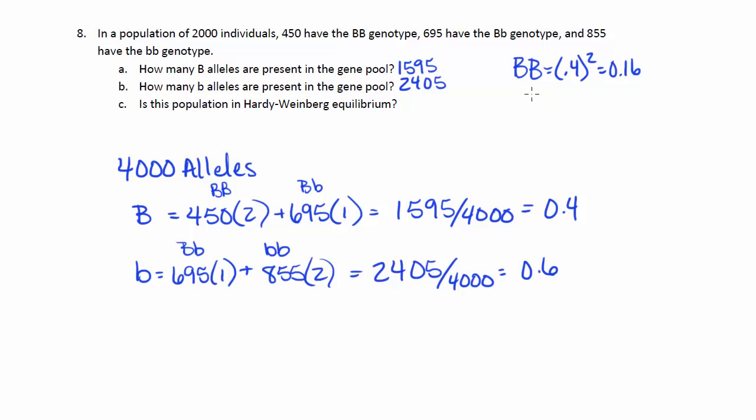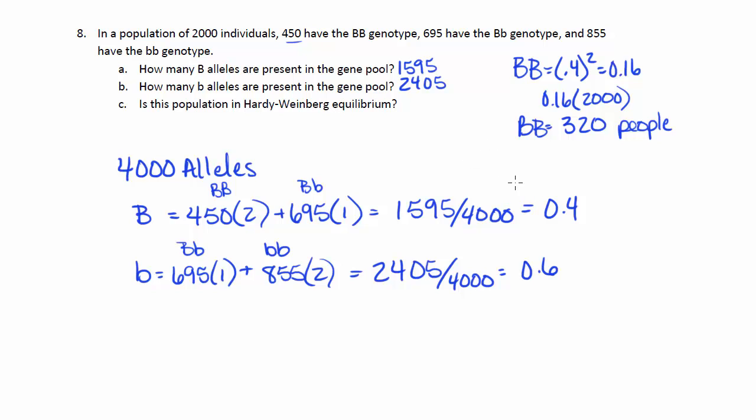And so if we take 0.16 and we multiply it by our 2,000 individuals, we would expect to get 320 individuals that would be big B. All right, so it's a bit different from the 450 that we have up here.